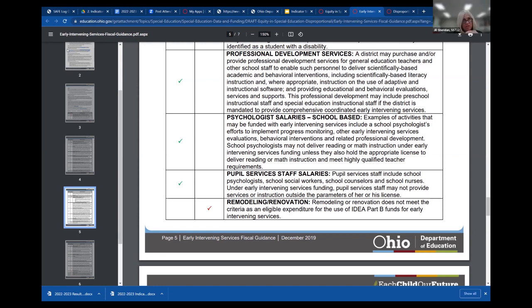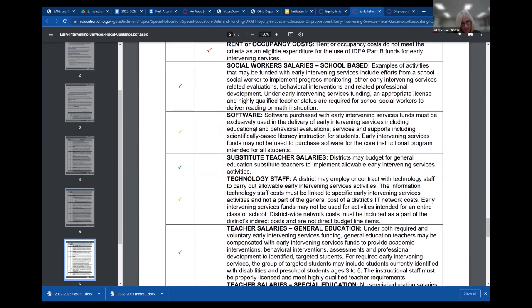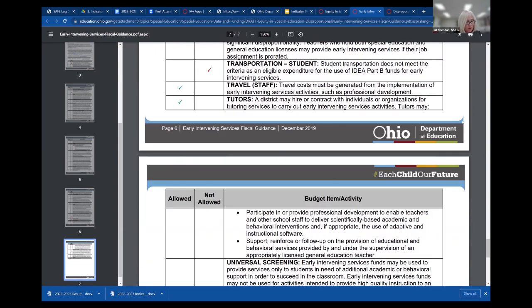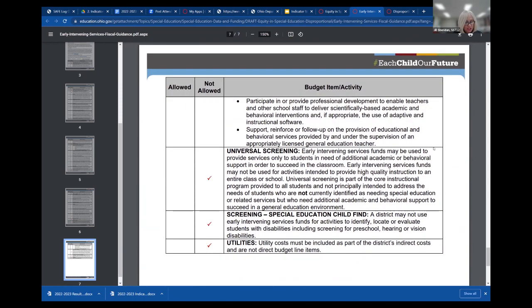Again, my question was, is this the same redirect as to supplement and redirect our funds, not to supplant what we're already doing? Such as, I just glanced down and saw coordinator salary. If you're already paying a coordinator salary out of your federal special education funds.